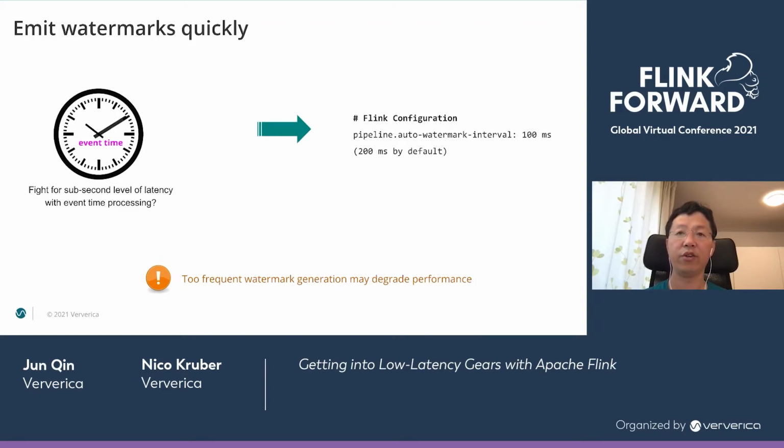Next technique is to emit watermark quickly. When using periodic watermark generator, Flink generates a watermark every 200 milliseconds. This means that by default, each parallel watermark generator does not produce watermark updates until 200 milliseconds have passed. While this may be sufficient for many use cases, if you are fighting for the sub-second level of latency, you could try to reduce the interval even further, for example, to 100 milliseconds. But keep in mind that too frequent watermark generation may also degrade the performance because more watermarks must be processed by the framework.